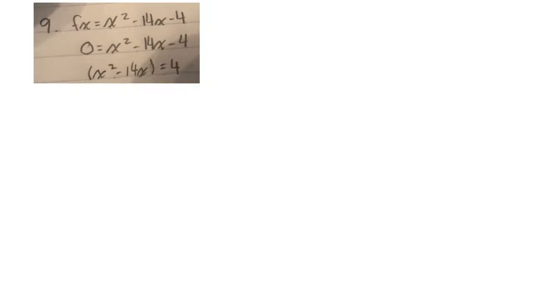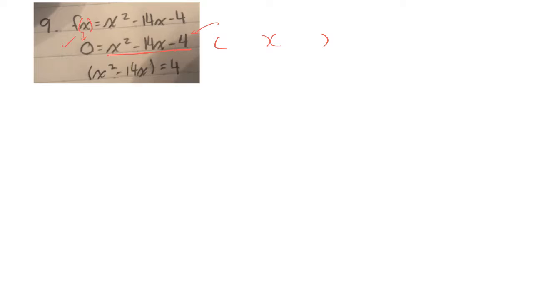Here's a question where you're asked to solve for the zeros. So first step, let f of x equal to 0. Good. And then you've got a function here, or an equation. First thing I try and do is factor it, but there's no way you can multiply two things to get -4 and also -14.